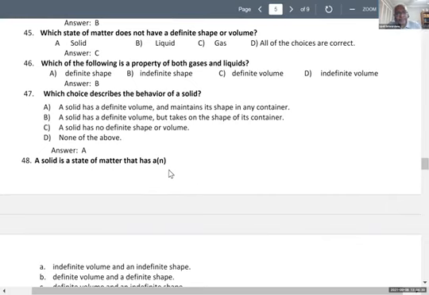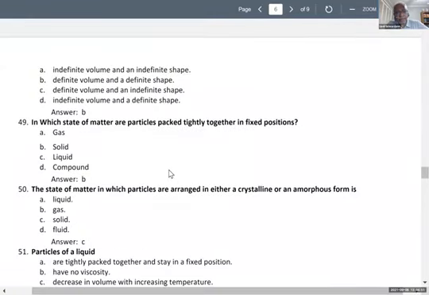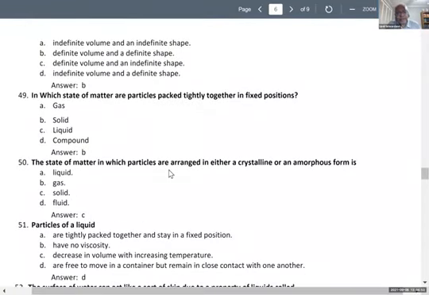Okay, I should go to 47. Which choice describes the behavior of a solid? A solid has definite volume and maintains its shape in any container. That is the correct answer. Solid has definite volume but takes up the shape of the container? That's not true. These are easy questions. Number 49. In which state of matter are particles packed tightly together in fixed positions? Solid state. Answer is B.